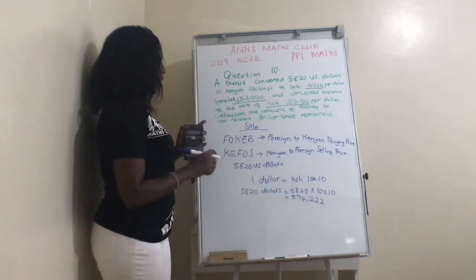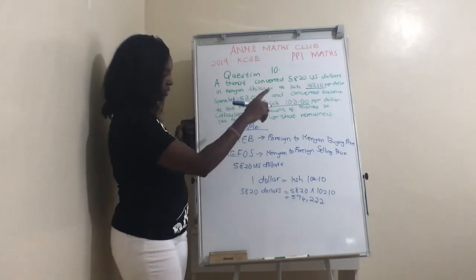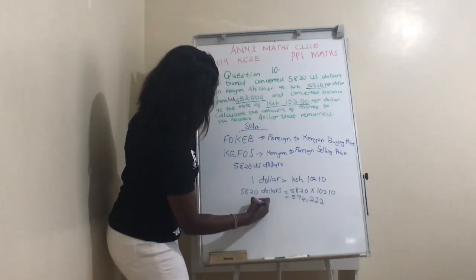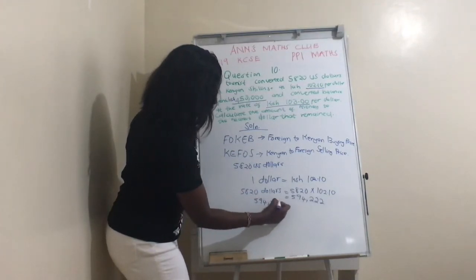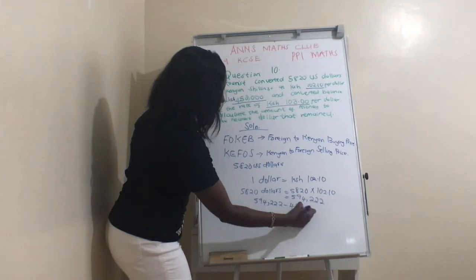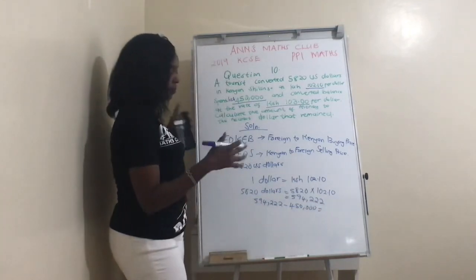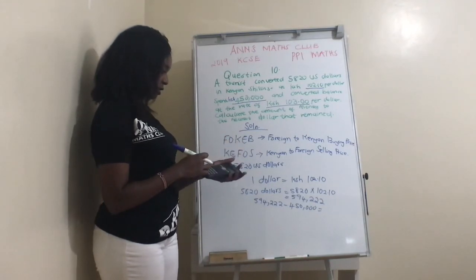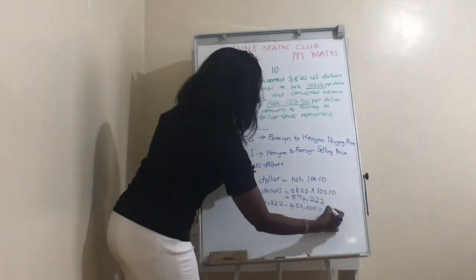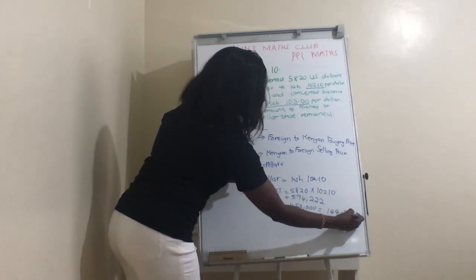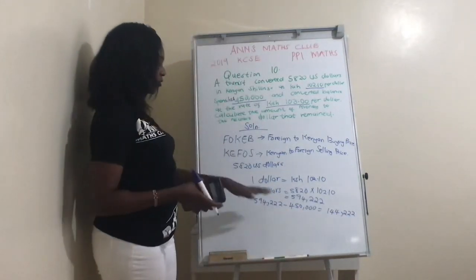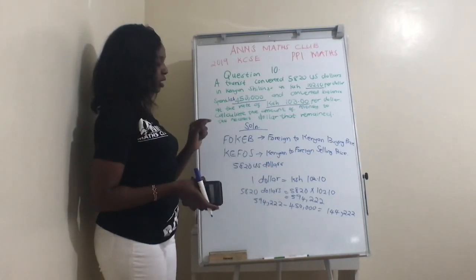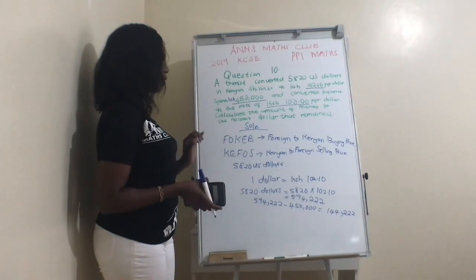So now, while in Kenya, he spent 450,000. So the total that he had was 594,222. So we take 594,222, we subtract the money he spent in Kenya, so that we can get the money he was left with. So you subtract 450,000, and this gives you 144,222. So after spending 450,000 shillings, he was left with 144,222 Kenyan shillings.